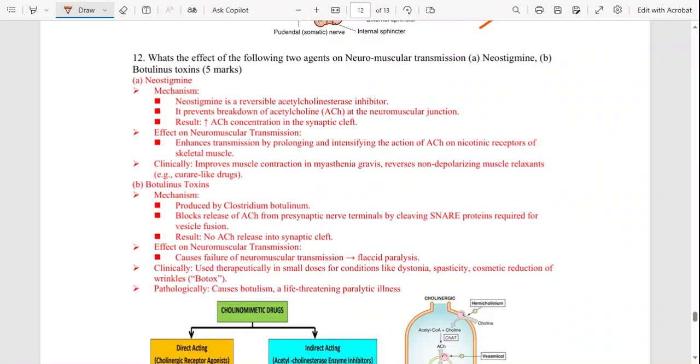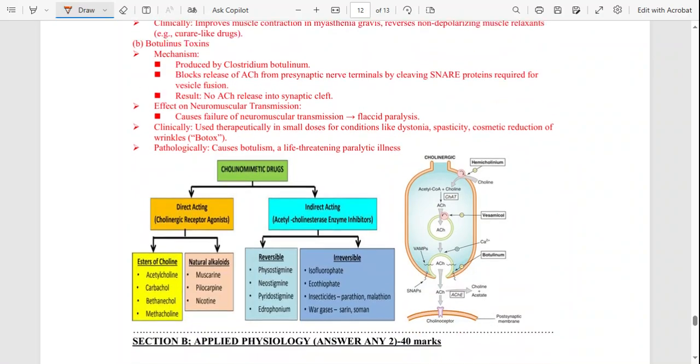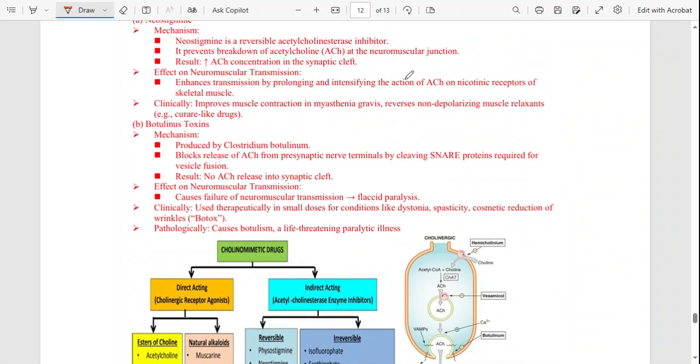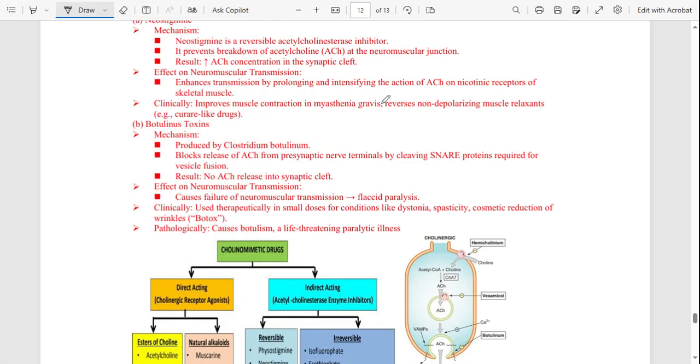Okay, and then the last question for now: what is the effect of the following two agents on neuromuscular transmission? Neostigmine and the botulinum toxin. Okay, this has to do with the parasympathetic nervous system. So the nervous system is divided into somatic and the autonomic. Somatic is basically the one you control. Autonomic you don't control. Autonomic is divided into sympathetic and parasympathetic.